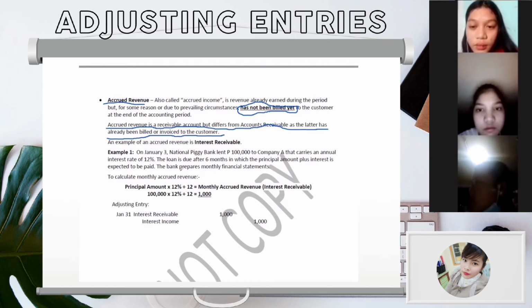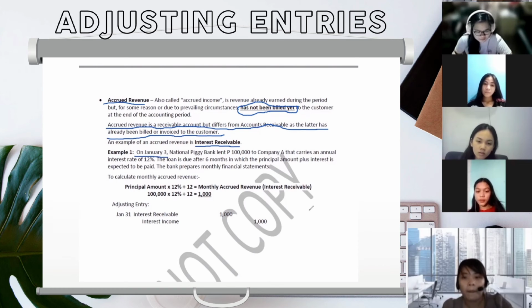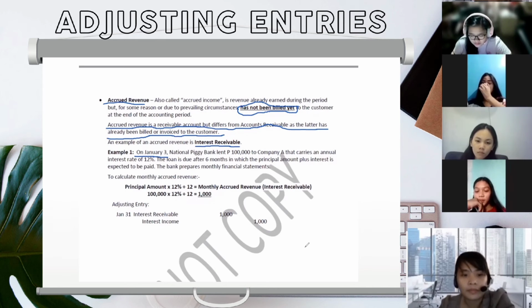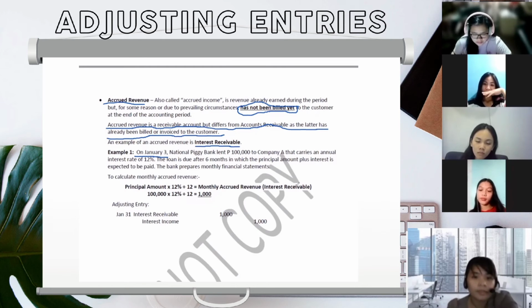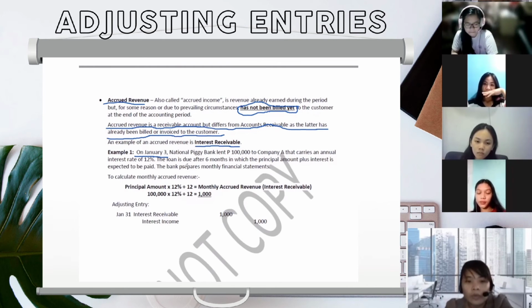So ibig sabihin nito, ang ire-record mo sa kanya, and a very good example pala ng accrued revenue is interest receivable. Okay? So let's have this as an example. Pakibasa nga ako. Example number 1. On January 3, National Piggy Bank lent 100,000 to Company A that carries an annual interest rate of 12%. The loan is due after the principal amount plus interest is expected to be paid. The bank prepares monthly financial statements. Okay, ayan. So kagaya nung kanina, right, 100,000 yung inutang.